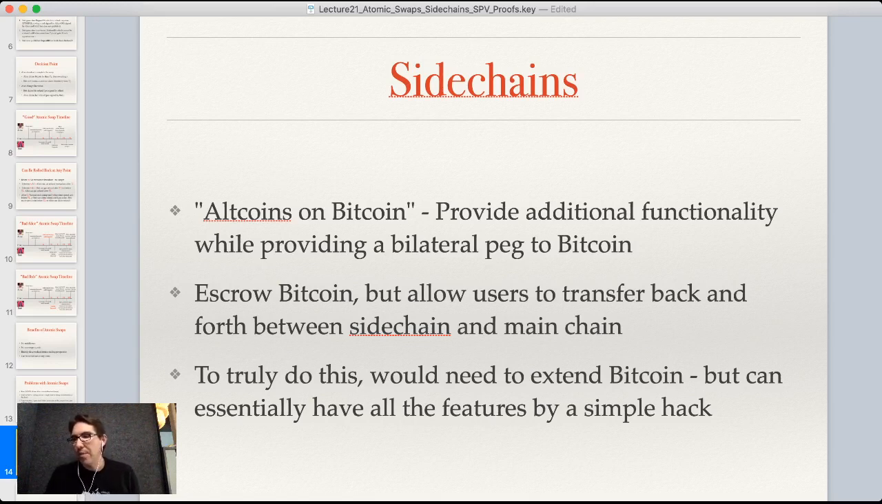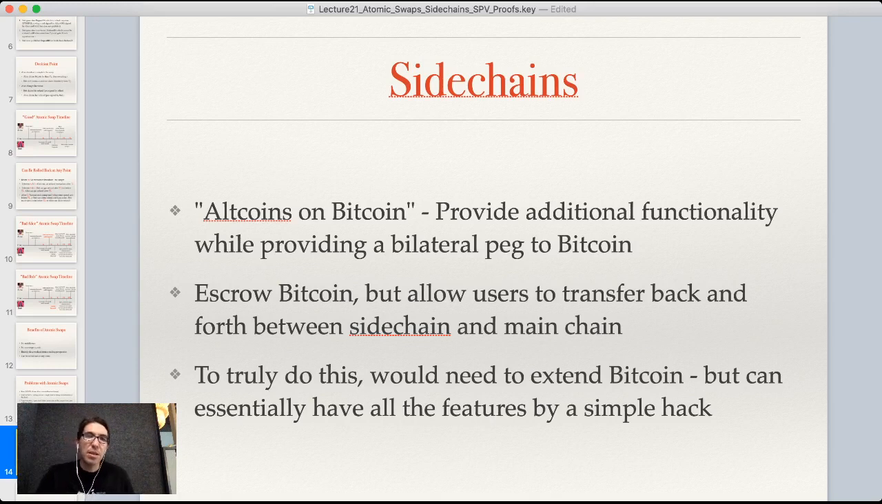So another way of interacting from one chain to another is sidechains. The concept has certainly been around for a while, and there are a few out there that we'll discuss a little bit later in the lecture. But we can think of them as sort of altcoins on Bitcoin. They provide additional functionality while providing a peg to their initial chain. So usually Bitcoin, though theoretically you could do sidechains on other chains. You can do things like have Bitcoin escrowed, but generate tokens from this that operate on a separate chain and have those tokens interact back with the Bitcoin chain.